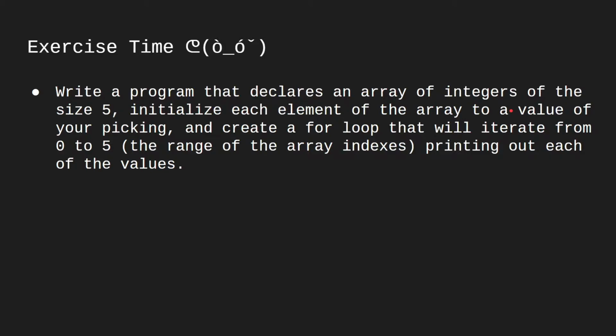All right, so I want you to go ahead and pause the video and try this exercise. Write a program that declares an array of integers of size 5. Initialize each of those elements of the array to a particular value of your picking, and create a loop that will iterate over the index range, so 0 to 5. And you want to print out each value within the loop. So go ahead and pause it and come back when you're done.